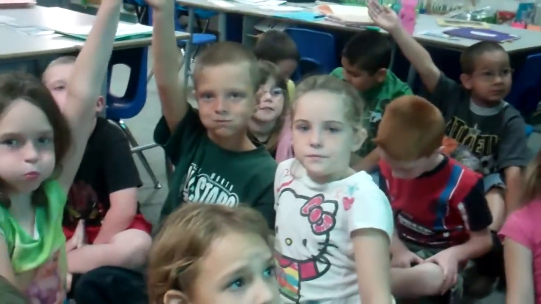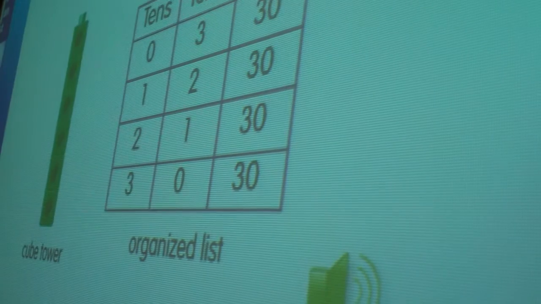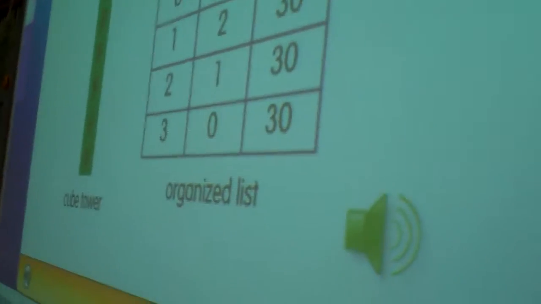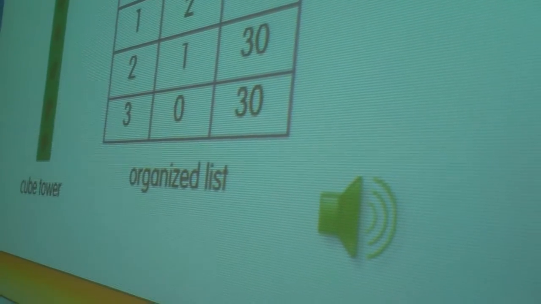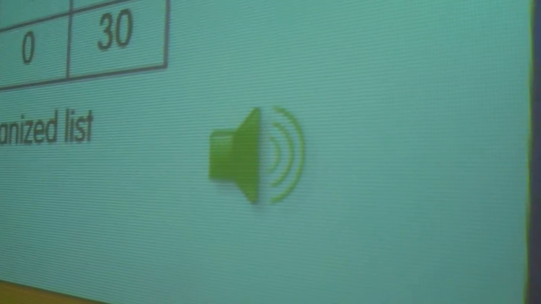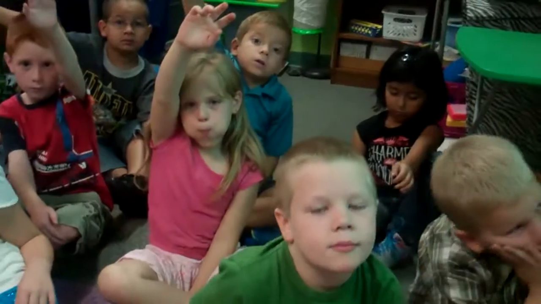Let's see, is there something else? What else do you see going on in that pattern? Jalen? It's counting up. This one is 0, 1, 2, 3, and this one is going down. This one is 3, 2, 1, 0. There's a pattern in the tens that she sees with it going up and down in those two different columns. Very good.